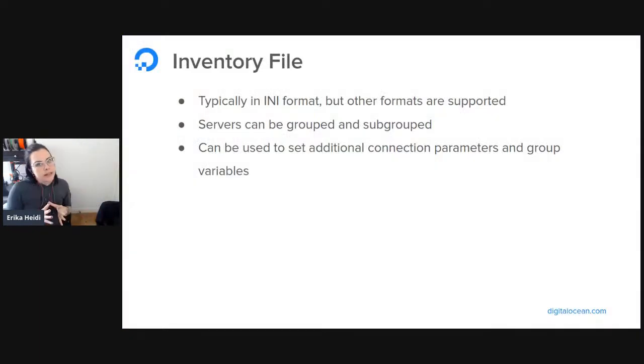The first thing we need is to set up an inventory file. So this is where your hosts are listed. The inventory file is typically in INI format, but there are other formats that are supported as well. So you can group servers and create groups and subgroups. You can also create a very simple inventory file with just a list of IP addresses for your servers. And you can also create additional connection parameters and set up variables.